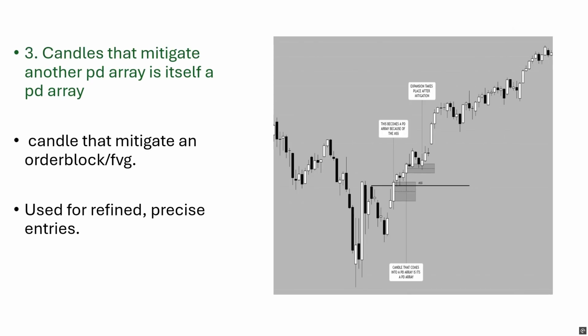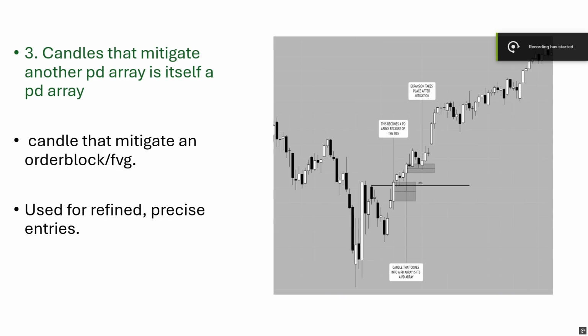As you can see, after we take out the swing high, the candle that takes out the swing high acts as support. The candle that comes inside the imbalance also acts as support. So the candle that comes inside another PD array also becomes a PD array in itself. That's what we call a mitigation.